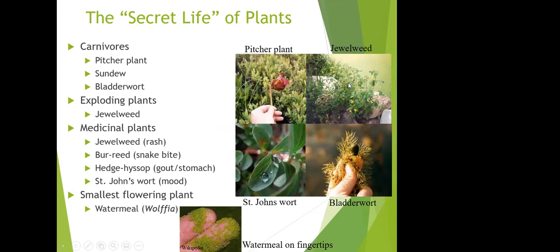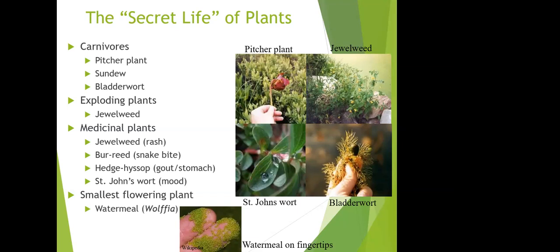Jewelweed, which is in the upper right picture, is a plant that if you touch it at the right phase of flower production, it will actually explode and send its seeds far away from the plant. So it has that little adaptation for spreading its seed. Another neat thing about this plant under the medicinal category is that if you crush up this plant, you can put it on a rash like poison ivy or some other itchy rash, and it helps to stop the itch and cure up the rash that forms.